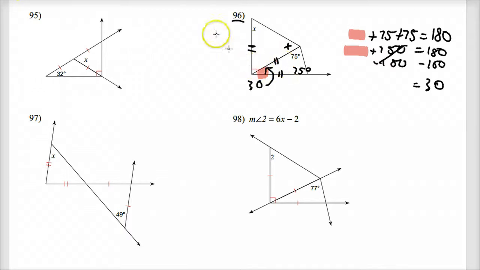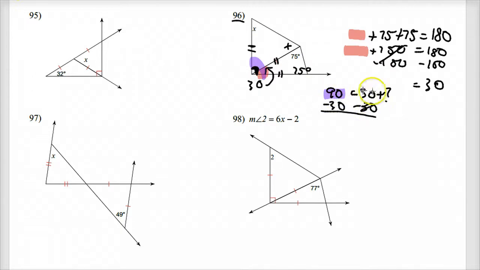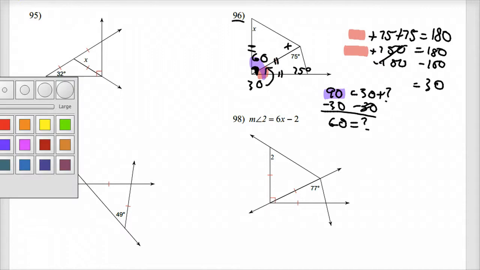So how does that help me? Well, check this out. That 30 plus this together make 90. So 30 plus something equals 90. Well, that's not too hard. How do I know it equals 90? Check out that little angle there, right angle. So if I were to subtract 30, I could work this backwards. And, well, 30 plus 60, I think that's right. Yeah, it sure is. 60. So that's 60.